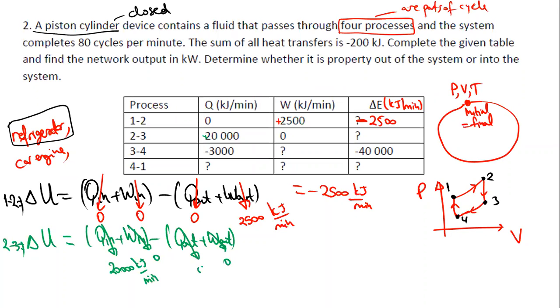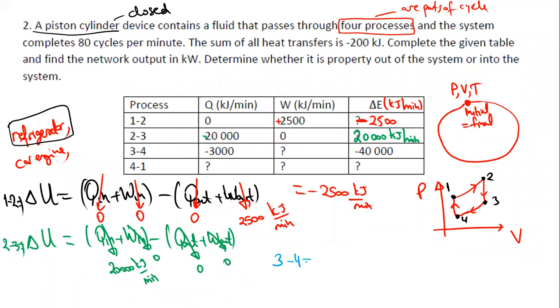There is no Q out, 0 here. And therefore, delta U for the 2 to 3 process becomes 20,000, again positive here, 20,000 kilojoules per minute. Now comes the 3 to 4 process, and I will use one more color here so that you see a colorful screen.